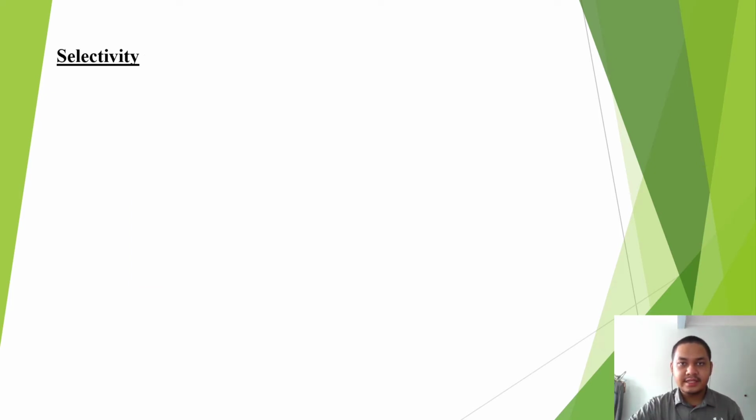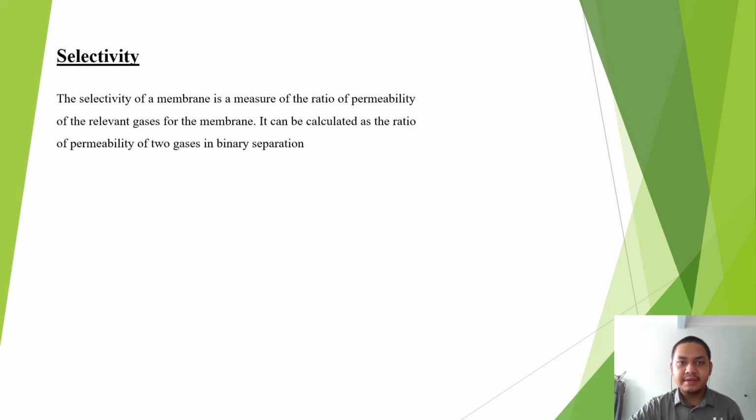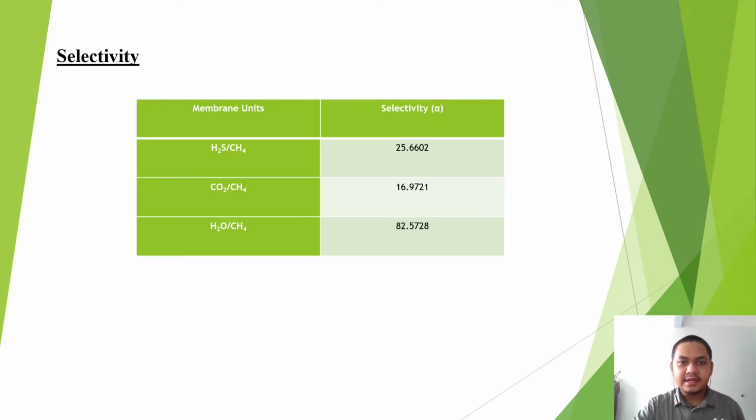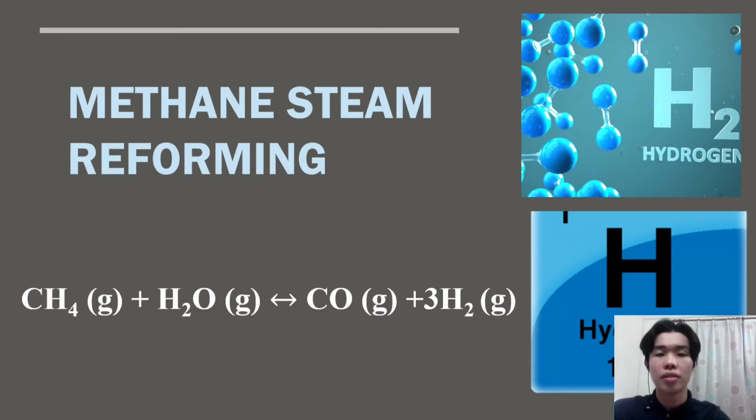Selectivity of a membrane is a measure of the ratio of permeability of the relevant gases for the membrane. It can be calculated as the ratio of permeability of 2 gases in binary separation. So here is the formula for selectivity, alpha equals PMA over PMB. Here is the calculated selectivity for the 3 membrane units. Okay, I think that is all from me. Thank you. So now, let's move on to the reaction engineering sector.